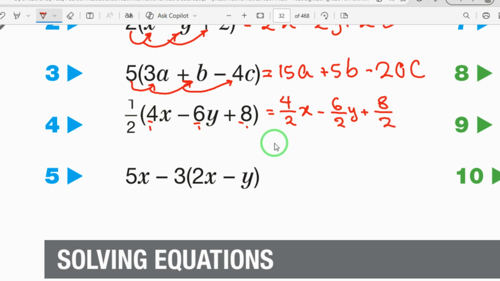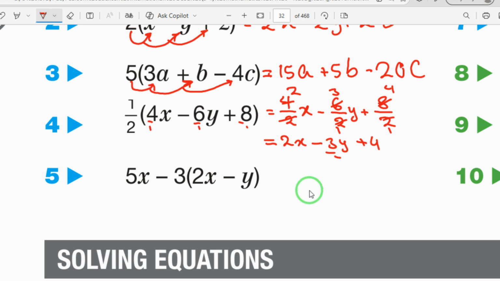Now, if possible, we simplify more here. Possible: 1 times of 2, 2 times of 2 is 4, 2x, the answer this part. Minus 1 times of 2 is 2, 3 times of 2 is 6, minus 3y, plus 1 times of 2 is 2, 4 times of 2 is 8. So this one the answer.